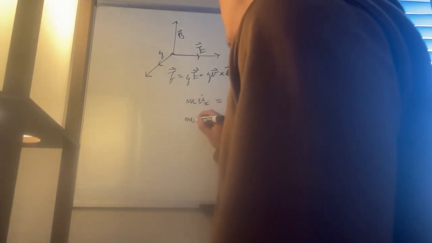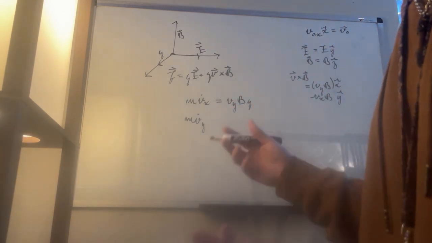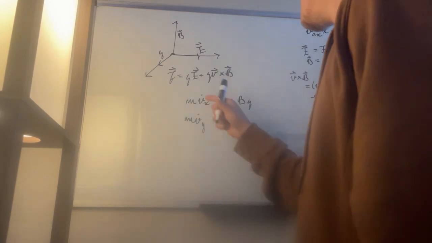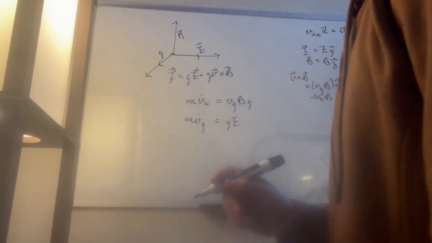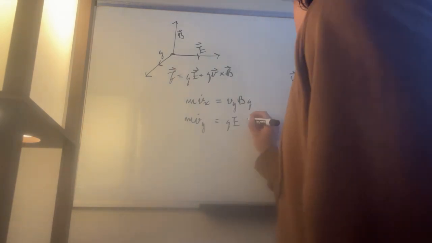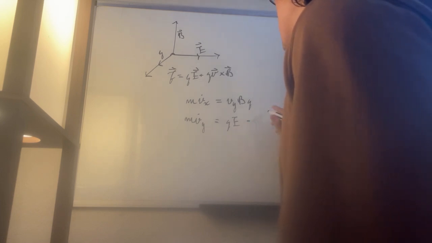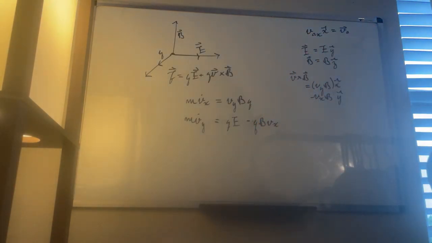So we have the mass times the velocity in the y hat direction, or its time derivative. This is going to be equivalent to Q times the electric field, because like we said, and then minus Q times B times the velocity in the x hat direction.